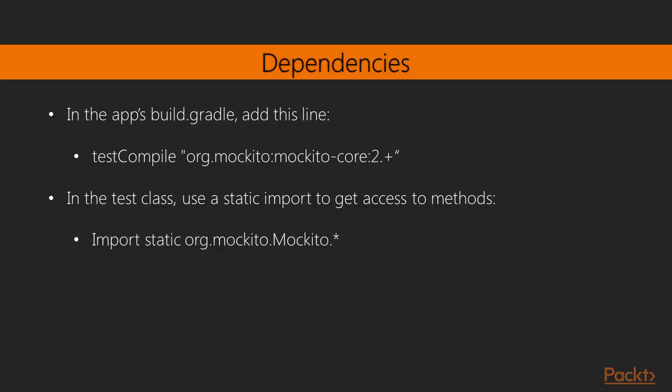So what dependencies do we have? In the build.gradle file, we need to add this test compile dependency, which I've provided here. Just a simple copy and paste of that into the build.gradle under the app module. Now within our test class, we can do a static import of org.mockito.Mockito.*, and that essentially gives us access to all of the static methods of that Mockito class.